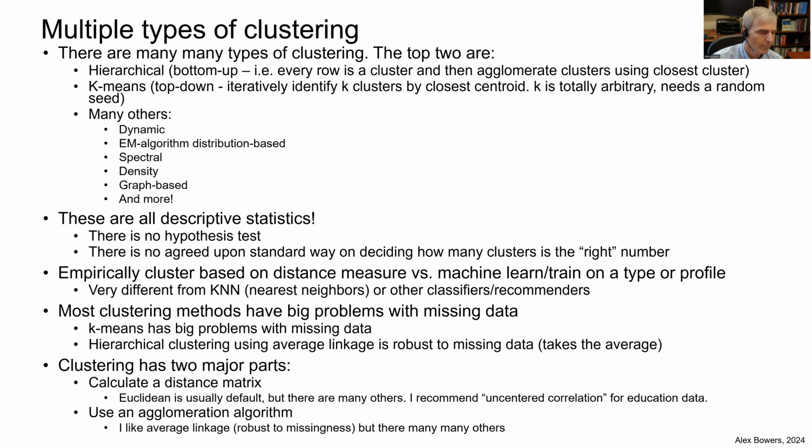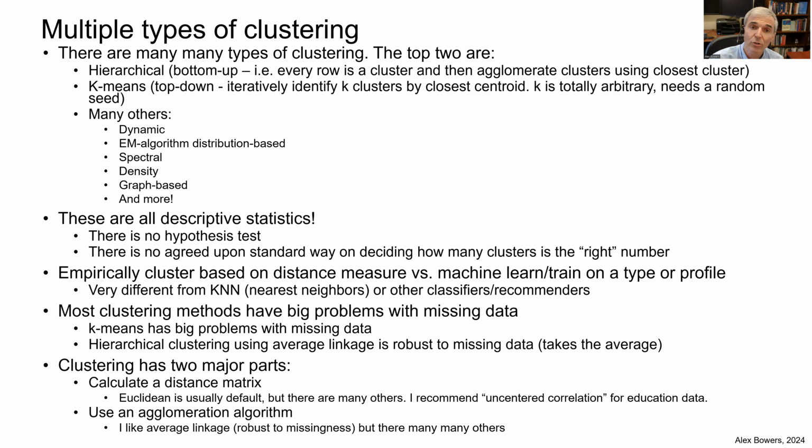Also, most clustering methods have big problems with missing data. So watch out. If you have any missing data, k-means is just not going to work for you either. K-means has big problems with missing data. So watch out for that. But one of the reasons I also like hierarchical cluster analysis for education is that when you combine it with the agglomeration method of average linkage, I'll show you how to do, it's robust to missing data. Because it takes the average, it kind of just skips over where you've got missing data. I mean, you can't have 100% missing data of a row. It has no idea where to put it. But if it's got some information, then it'll figure out where that row of data should go.